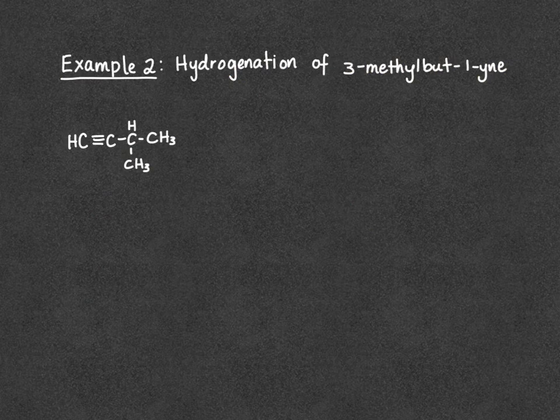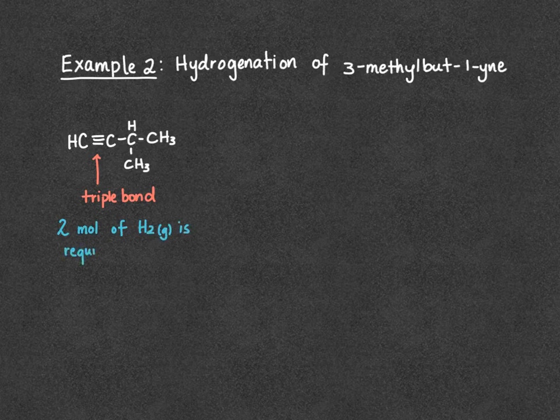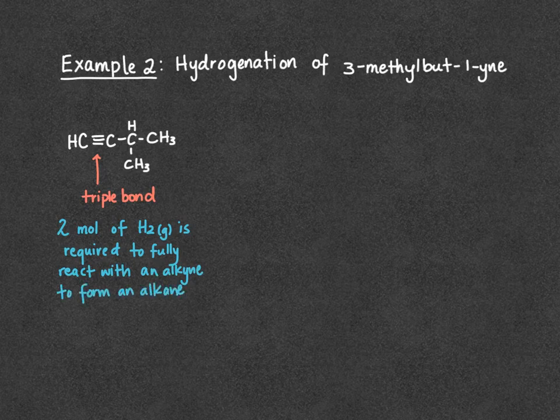The next example we're going to look at is the hydrogenation of 3-methyl-but-1-yne. This time we have a triple bond instead of a double bond. A triple bond is going to require 2 moles of hydrogen gas to fully react and form an alkane. If we react only 1 mole of hydrogen, we will get rid of only 1 bond.